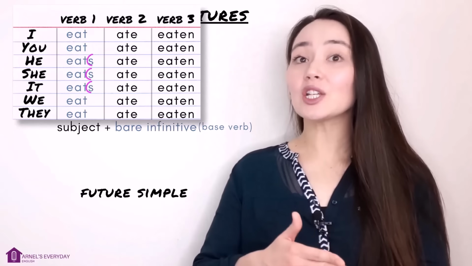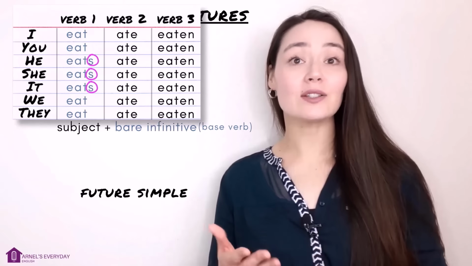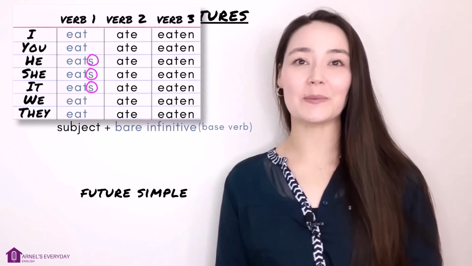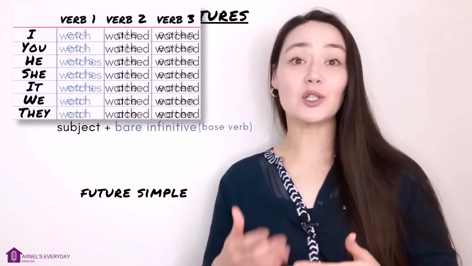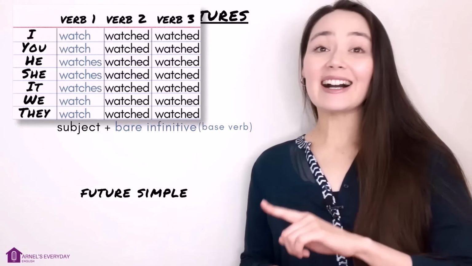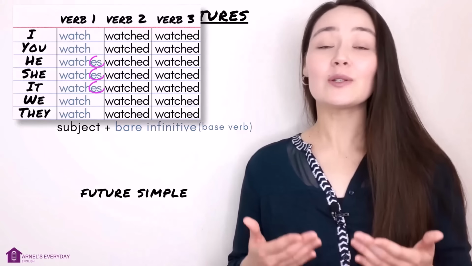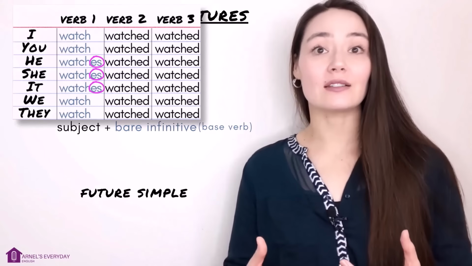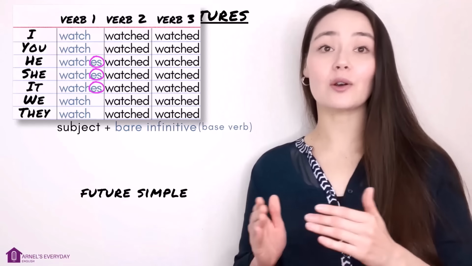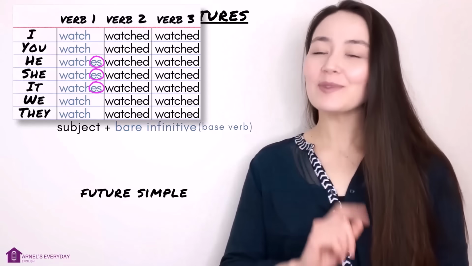Remember, for he, she, or it, you need to add s or es to your verb. If I choose a different verb, watch, again, for that third person, you need to add s or es. In this case, he, she, or it watches. Keep that in mind.